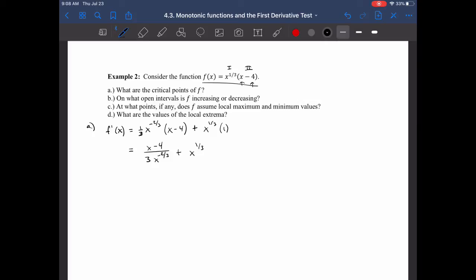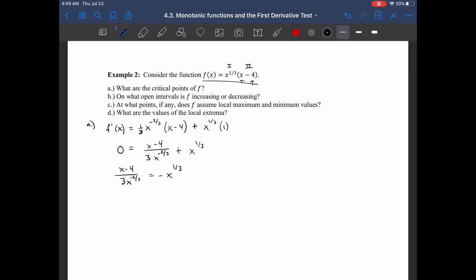Now, to find our critical points, we need to set this equal to 0. By doing that, we get x minus 4 over 3x to the negative 2/3 equals negative x to the 1/3. Then what we can do is go ahead and multiply both sides by that 3x. Oops, this should have actually become a positive right there when I moved it to the denominator. Multiply both sides by 3x to the 2/3.